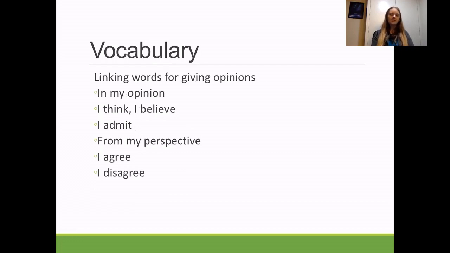When you're giving opinions, you can say things like in my opinion, but you don't have to always start your sentence with in my opinion. You shouldn't start with that for multiple sentences. You can say things like I think, or I believe, I admit, from my perspective, or I agree with this, or I disagree with this. So be sure that you're not always saying, in my opinion, this, in my opinion, this. There are other ways to say that same type of idea, but with different words.